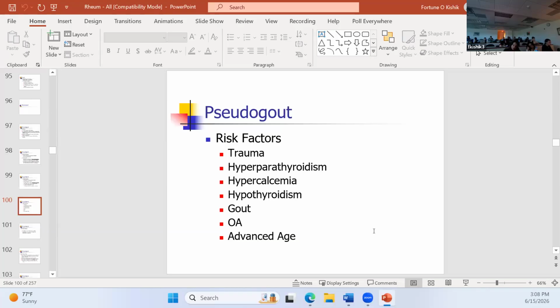Hyperparathyroidism, hypercalcemia, all those are indicators that they'll precipitate more calcium to be deposited within the body. Now you might say, well, what do you mean? How is it hyperparathyroidism? Well, we all know. Remember, it's a perfect example.